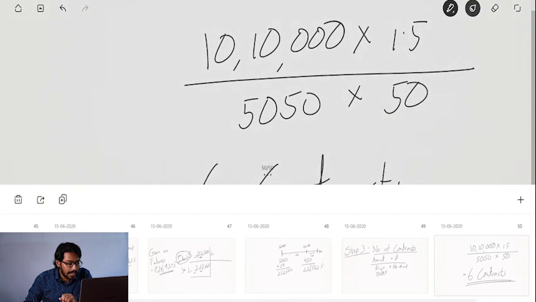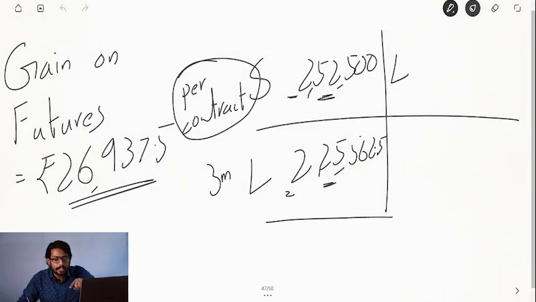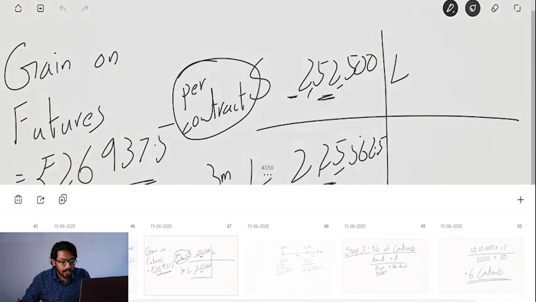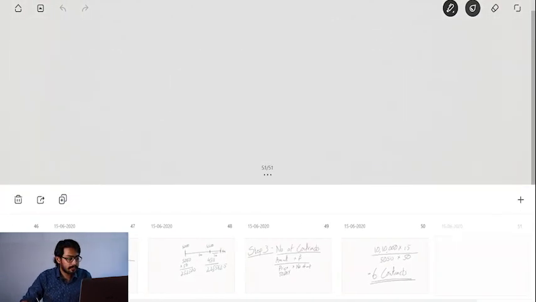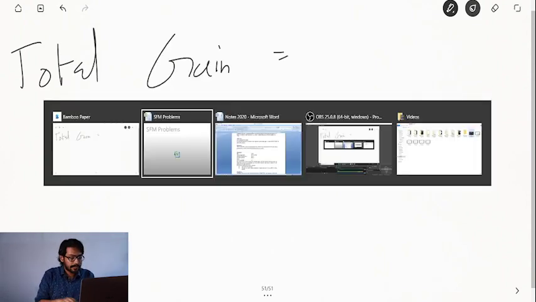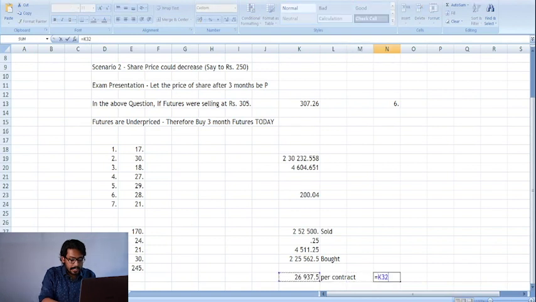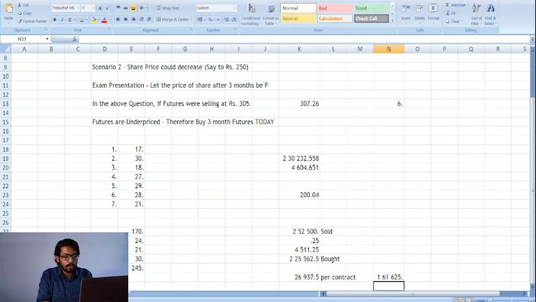Now, gain is 26,937 per contract. So finally, you can say total gain is equal to 26,937 per contract into number of contracts, which is 6. You will get a total gain of 1,61,625.